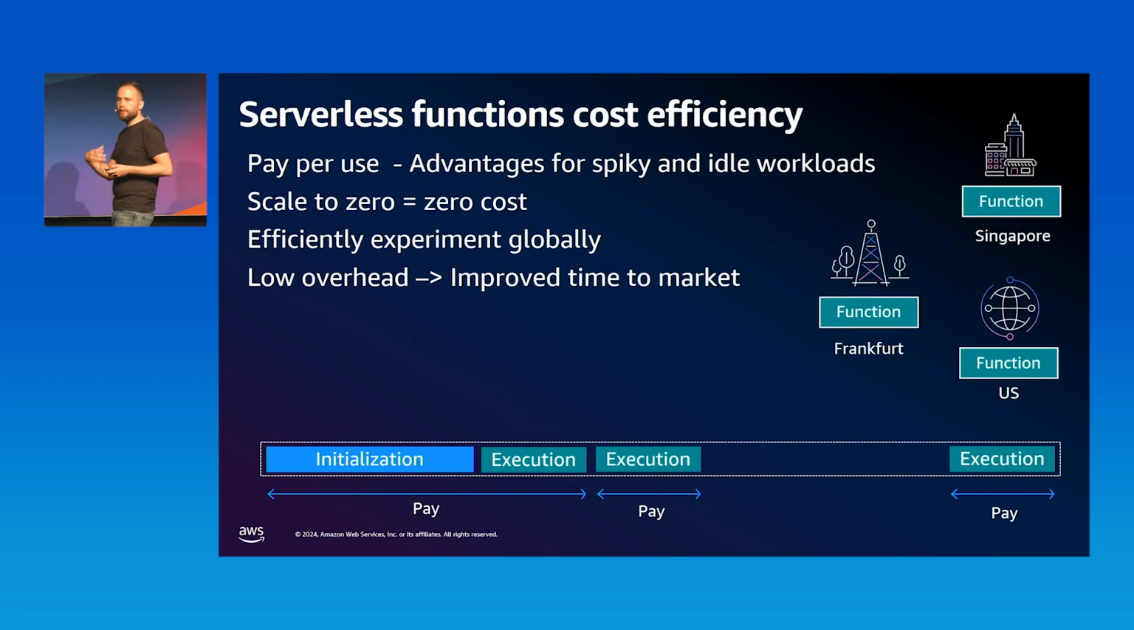Because you don't have an initial infrastructure footprint, you can deploy your functions to Singapore, to the US, to Frankfurt, and if no one is using them, there is no infrastructure footprint attached to that, so you can very easily and efficiently experiment without incurring a large amount of upfront infrastructure cost. So you can test ideas and so on and so forth. And that low overhead also enables you to have an improved time to market, because you can leverage all the managed capabilities of the function itself. It allows you to get to market fast.